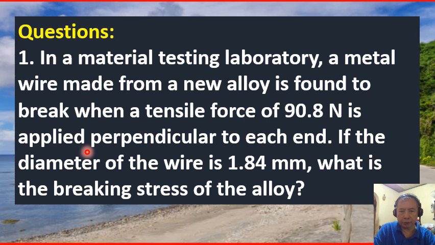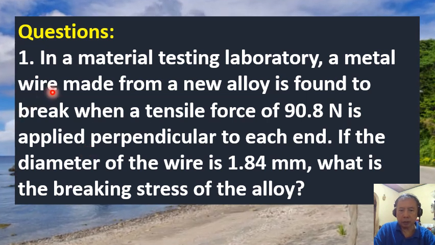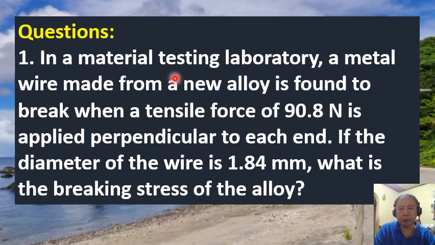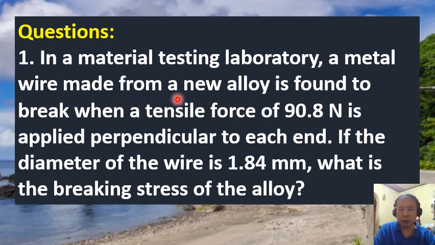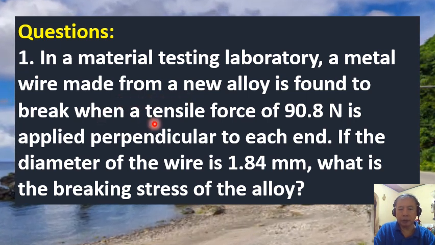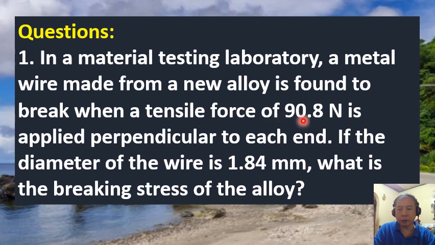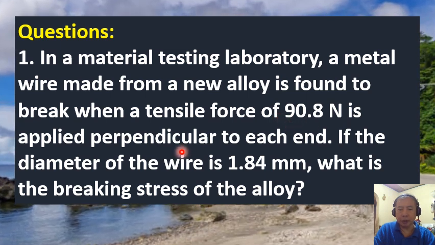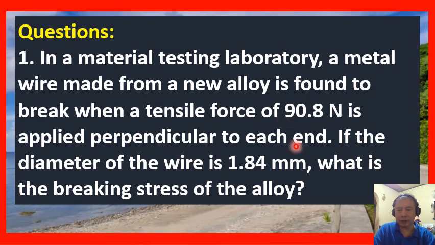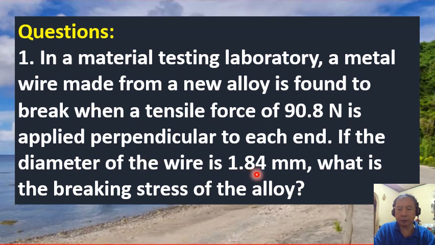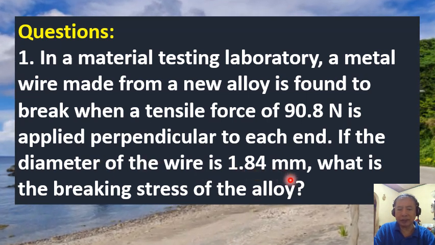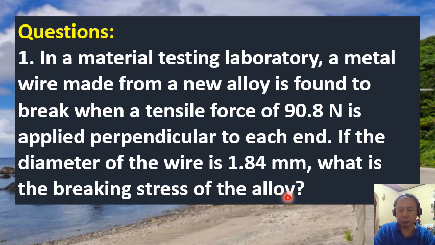Questions are: number 1, in a material testing laboratory, a metal wire made from a new alloy is found to break when a tensile force of 90.8 newtons is applied perpendicular to each end. If the diameter of the wire is 1.84 millimeters, what is the breaking stress of the alloy?